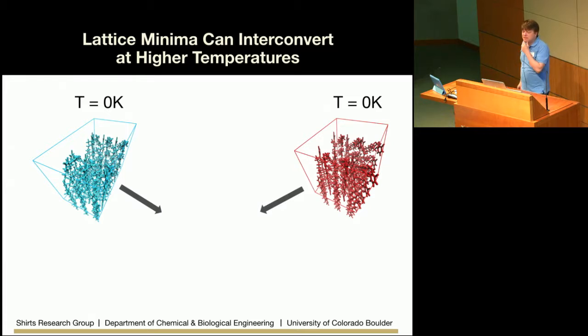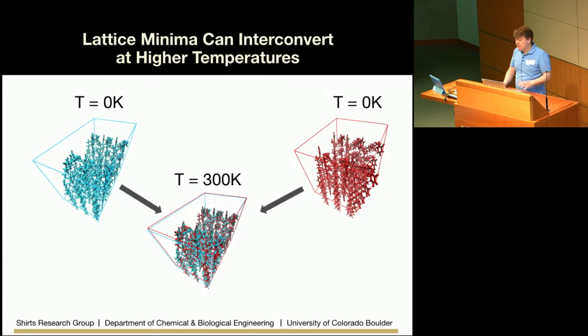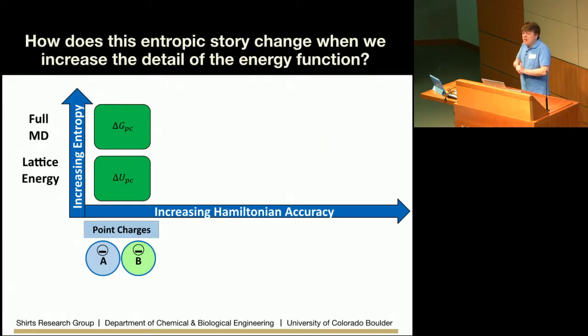Some interesting effects: these lattice minima can essentially interconvert at higher temperatures. There's a lot to unpack here and I only have a couple of slides, but it is interesting. We can start seeing what some of the conformational heterogeneities are and start understanding the source of some of those entropies by looking at these restructurings. So how does this entropic story change when we increase the detail of the energy function? We know that to get the lattice energies right, we need more accurate Hamiltonians.